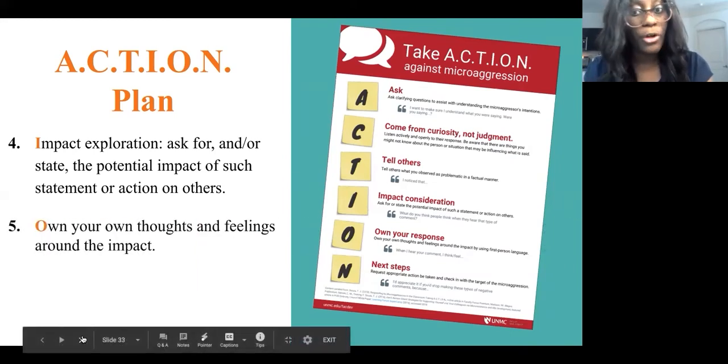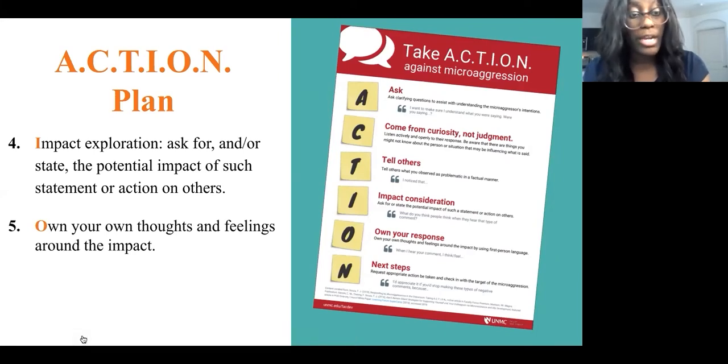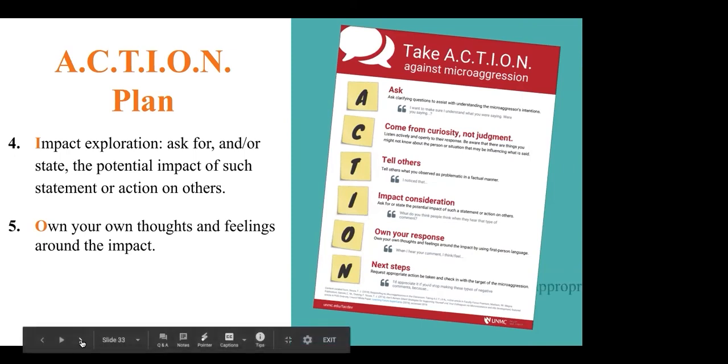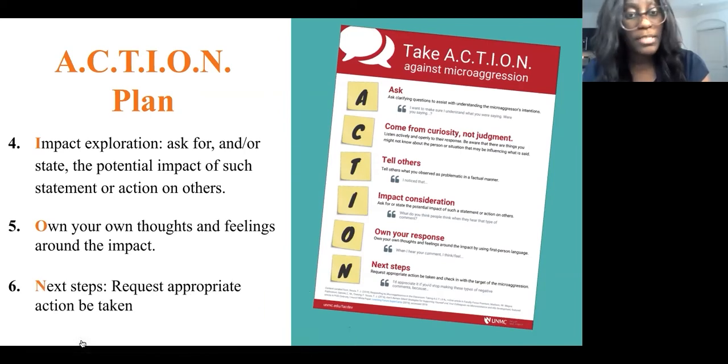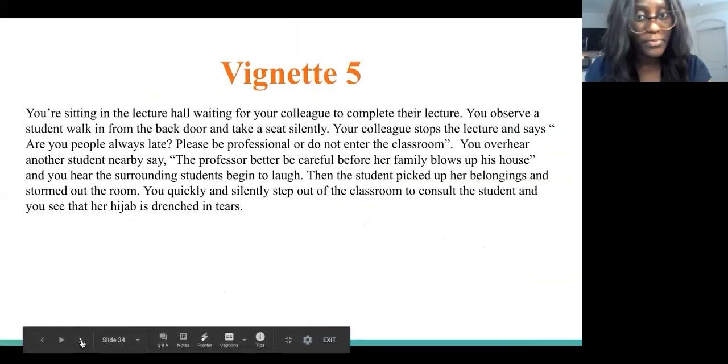The O is for owning your thoughts and your feelings around the impact. You can do this by sharing how it made you feel or by discussing how you think it might have affected others. And then the N is for next steps. It's going to vary depending on the situation, but it's important that people walk away knowing what not to do in the future. It's also important that we close the loop and reach out to those who are impacted if we think it's appropriate.